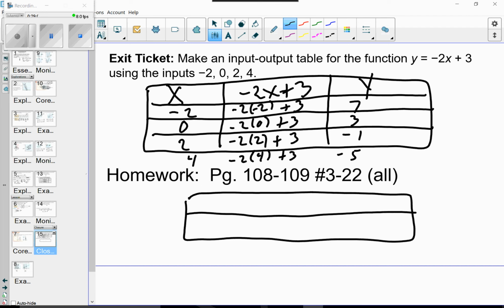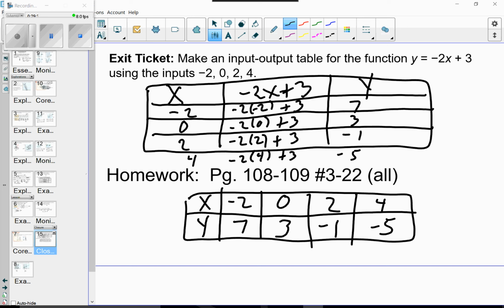So if I have my table, you could really just do x, y, and then do it this way. Negative 2, 0, 2, and 4. And if you want to just do it on the side or do the work in your head, you'll just make it look like this. So if x is negative 2, y is 7, x is 0, y is 3, x is 2, y is negative 1, x is 4, y is negative 5. And that is called an input-output table.